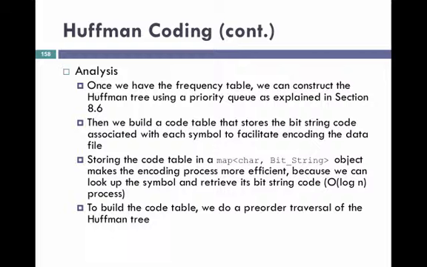And the map makes the encoding process more efficient because we can look up the symbol and retrieve its bit string code in order log n. It's an order log n process. So to build the code table, we do a pre-order traversal of the Huffman tree.